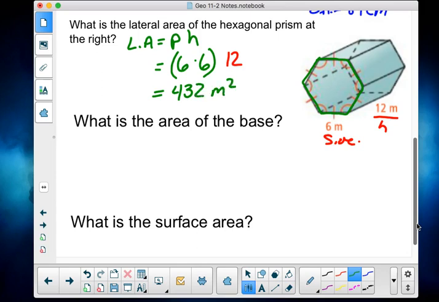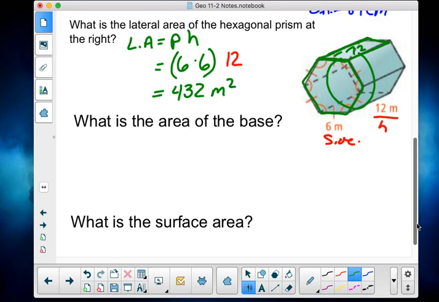That's my LA. And that's the area of this. This is 6. This one is 6 times 12, which is 72, and there are 6 of them as I wrap it around. So I got 72 times 6, if I want to look at it that way, and that's still 432. Now, what's the area of my one base?